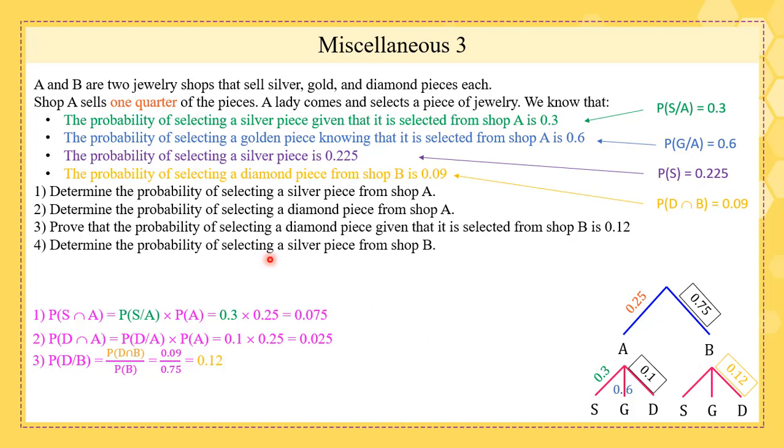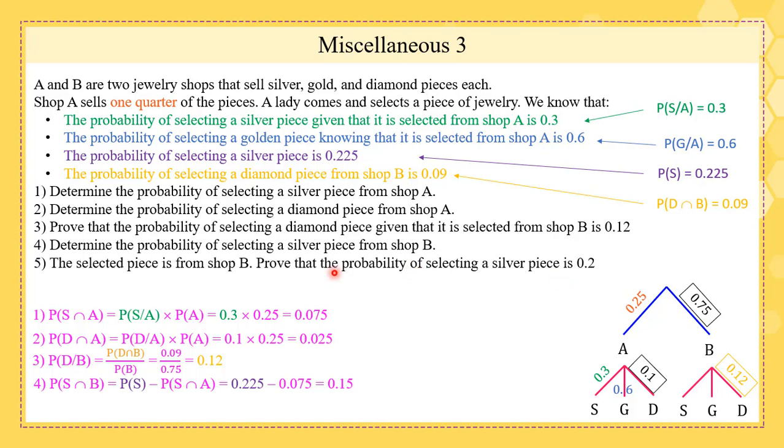Now determine the probability of selecting a silver piece from shop B. So this is the probability of S intersection B. We don't know it from the tree. Let's see what's happening. Now what is S intersection B? It's the probability of S minus the probability of S intersection A. I know S intersection A. It would be 0.15. And we cannot put it on the tree because the tree doesn't contain intersections.